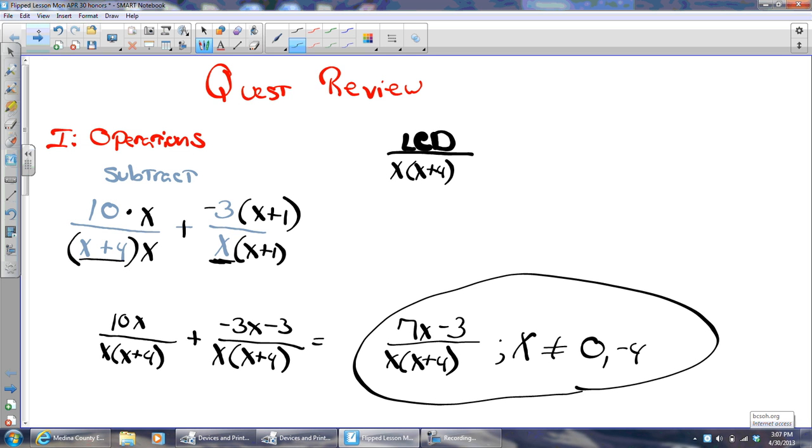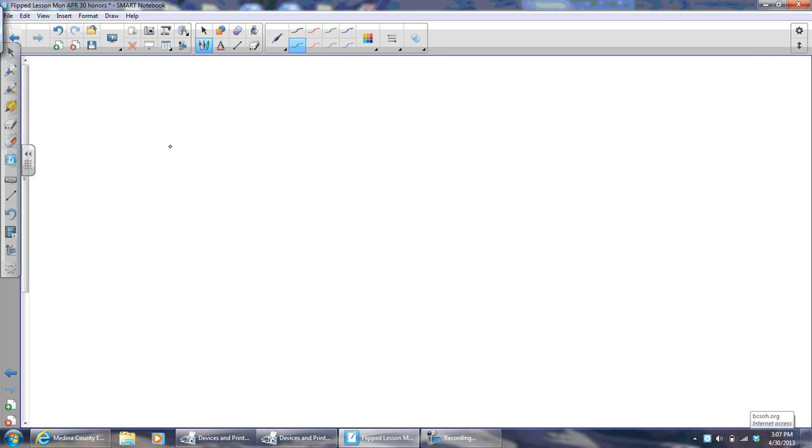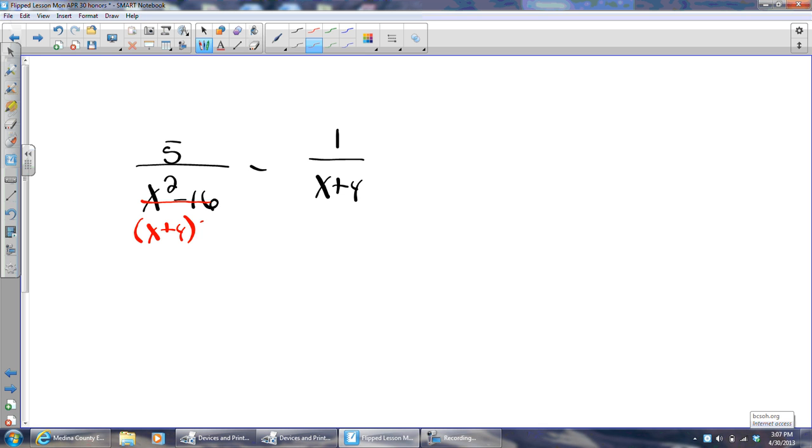If I had had a more complex problem, say like 5 over x squared minus 16 minus 1 over x plus 4, in a situation like that, I would have factored first. Got x plus 4, x minus 4, then go find my LCD, which would mean I need an x plus 4. That doesn't look like a 4, does it? And that would cover this one, and that one, then I would also need an x minus 4, right?